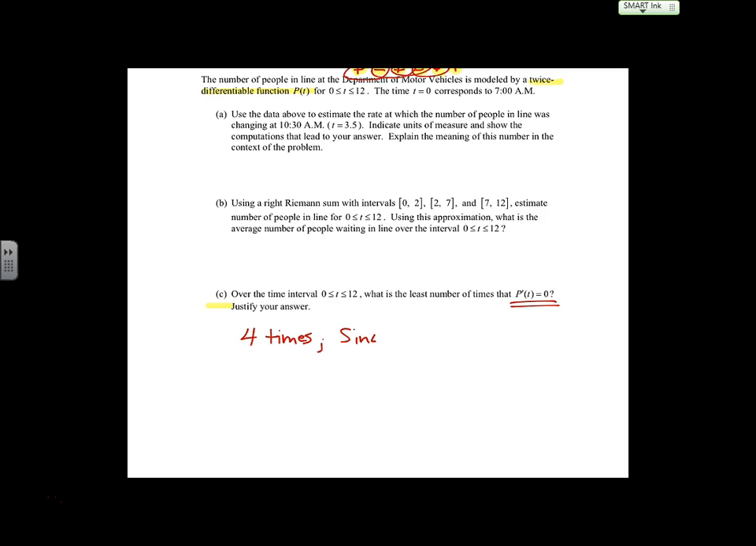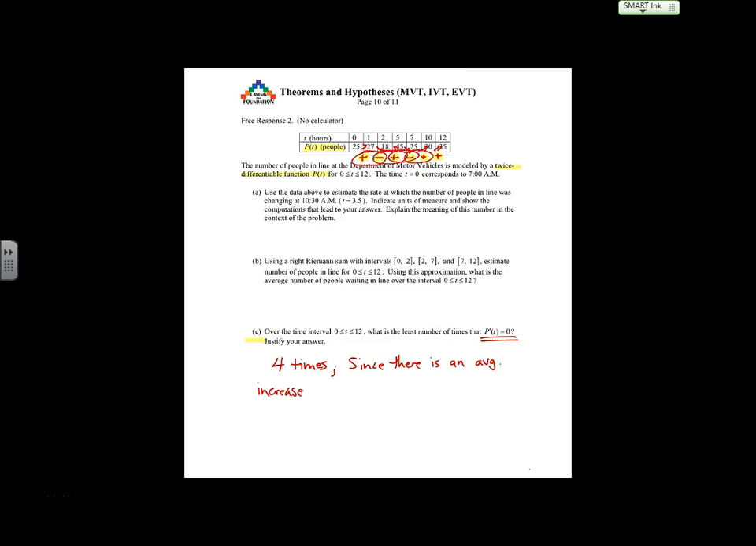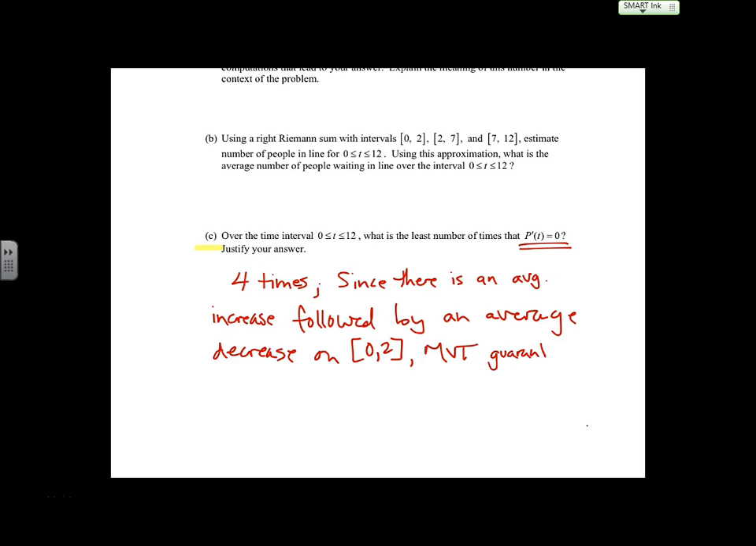I'm going to do this one. Since an average increase followed by an average decrease on the interval 0 to 2, MVT guarantees P prime will go from positive to negative at least once.